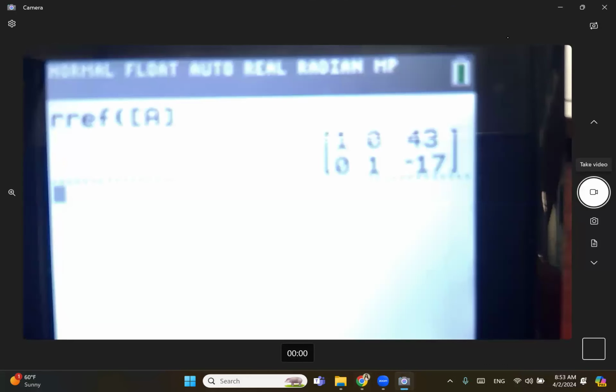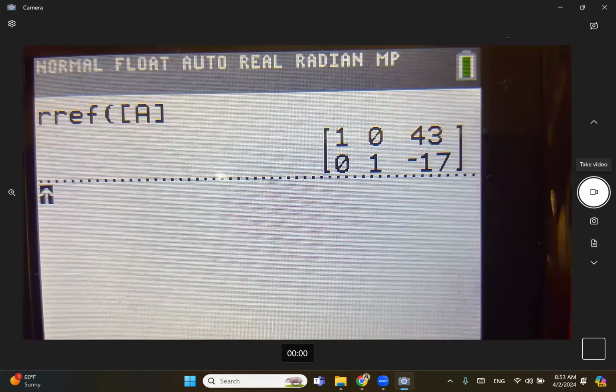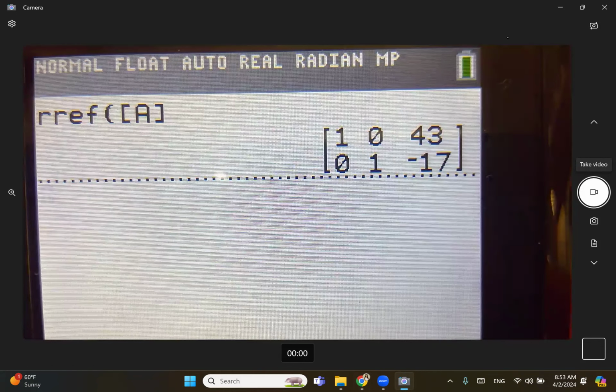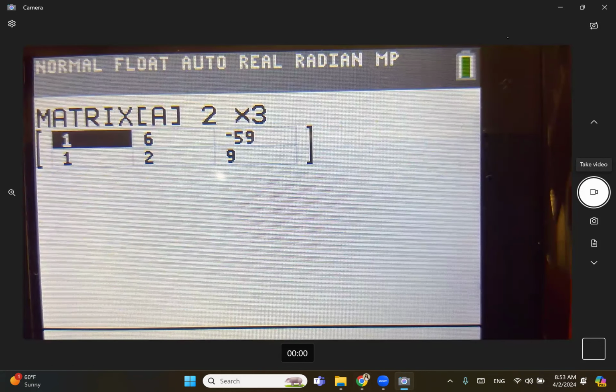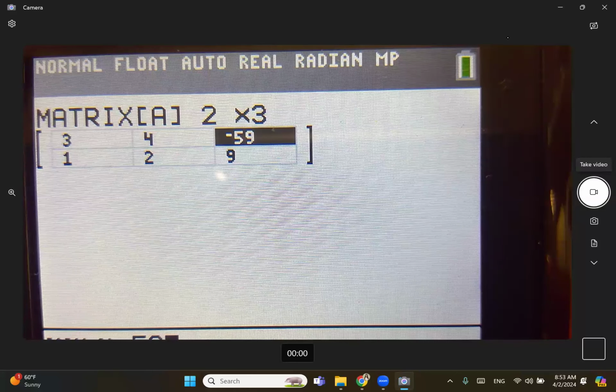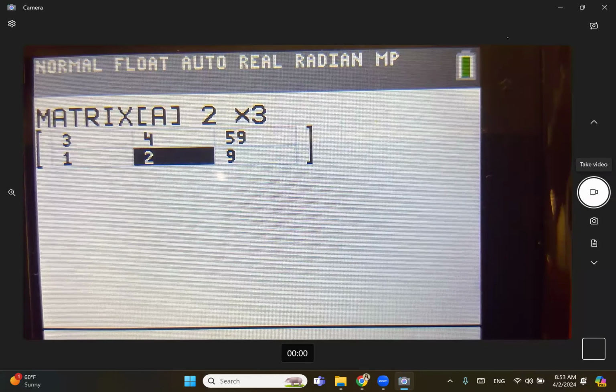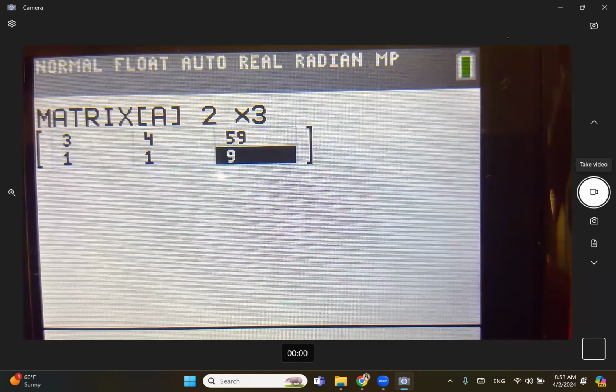All right, so we go to matrix. Everybody go do your steps. 3, 4, 59. 18.